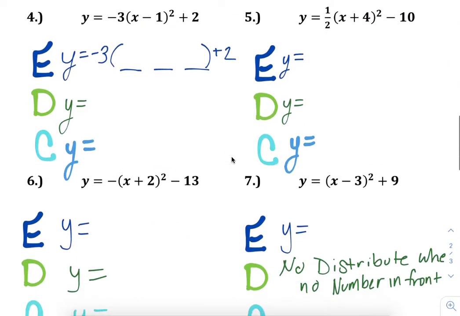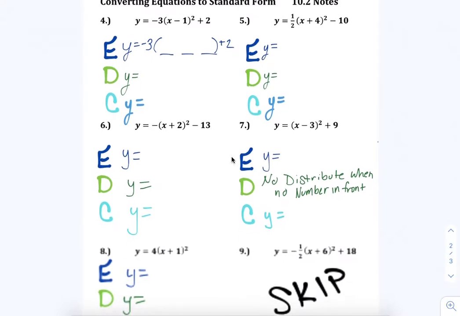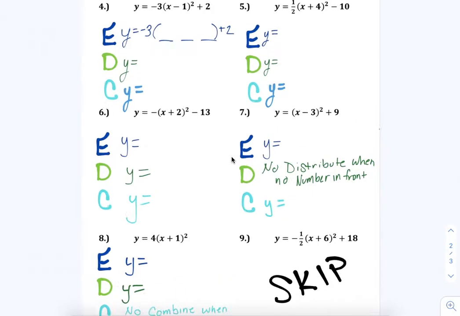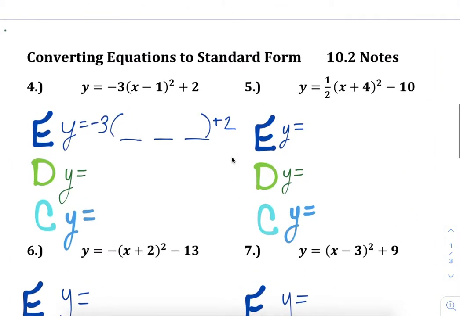All right, I'm going to zoom out for just a second. I want you to copy everything that's on this screen. So 4, 5, 6, 7, 8. We're not going to do number 9 though. Perfect. Okay, let's go ahead and get started with these ones. Remember, if I didn't give you enough time, rewind it and pause it.